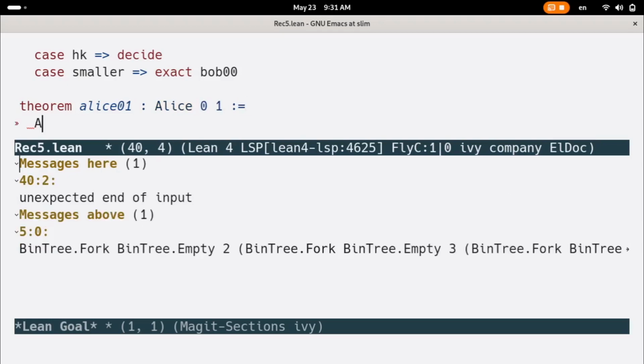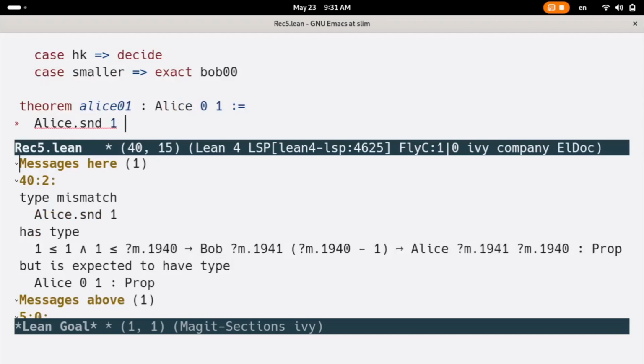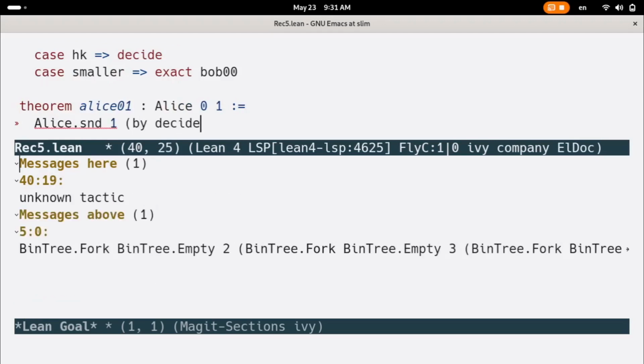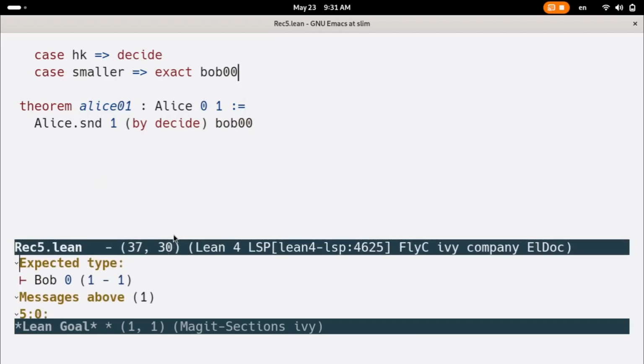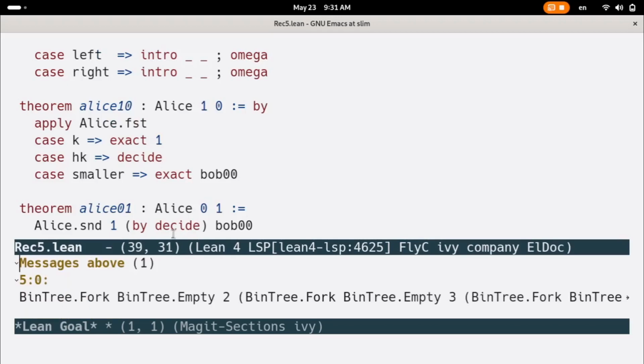And we call the proof Bob 0-0. We will now prove that Alice also wins the 0-1 game, but we will prove this in term style. So we apply the constructor alice.snd with the value 1 for k. We use the decide tactic to show that k satisfies the constraints, and bob00 is given as the proof. Notice that these two proofs are the same proof. It is just that we are writing one in tactic mode and the other in term mode.